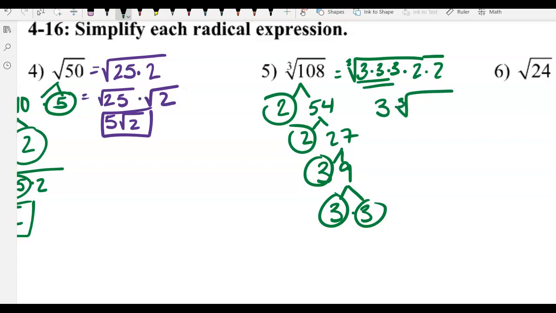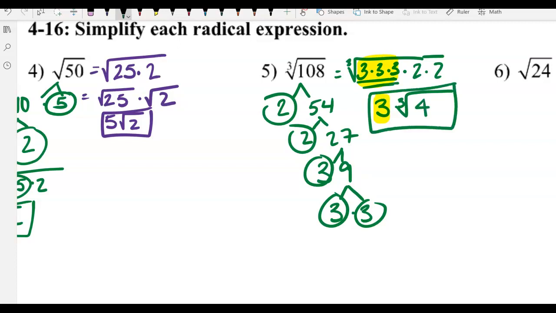Okay, cube root of what inside? Remember, 3 must be taken out. 4. Okay, remember, it's a cube root.